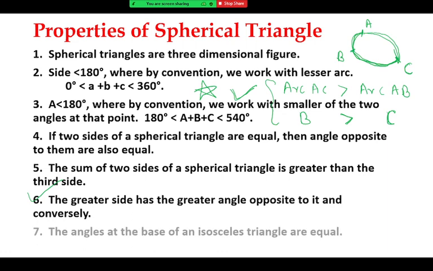And the last property: if the angles at the base of the triangle are equal, it is an isosceles triangle. That is a simple property. Only property 6 is important while solving examples. Property 2 and 3 also matter, because sometimes by mistake in an exam, though it will never happen, but I will just tell you.